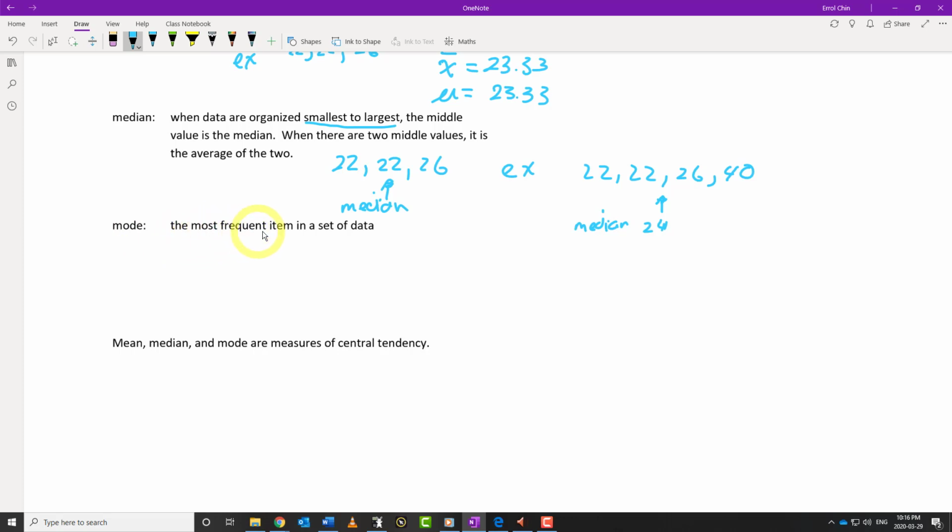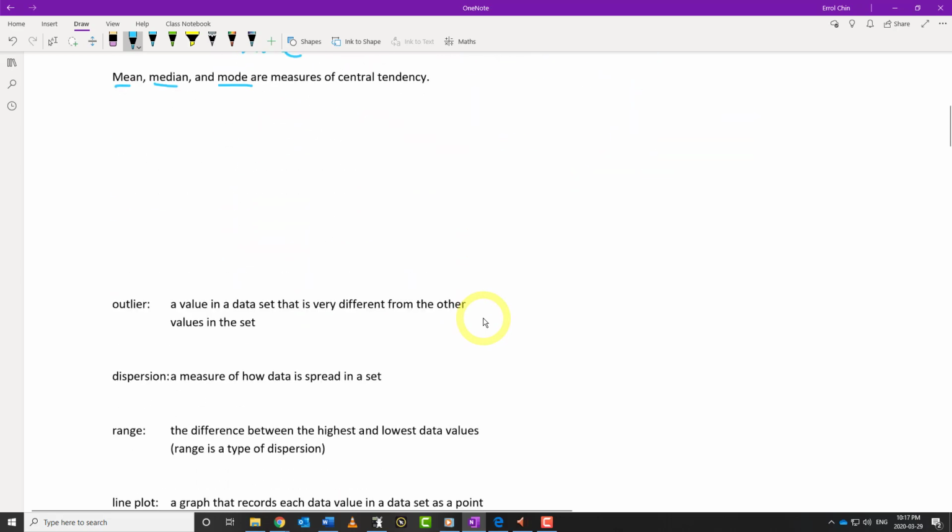Okay. Now, mode. Mode is the most frequent item in a data set. So here we have 22, 22, and 26, our original data set. Well, the mode is the number that appears the most, and in this case, 22 appears the most. So this is the mode. So that's just a quick definition of mean, median, mode, which are measures of what's called central tendency. And these 3 terms really just describe a particular data set, and each one has pros and cons.